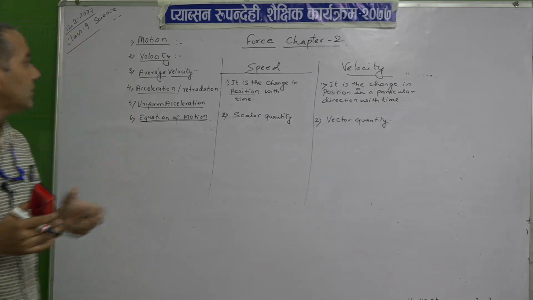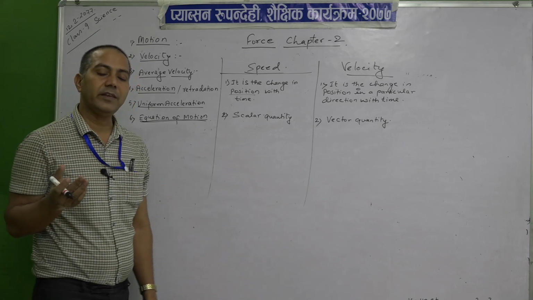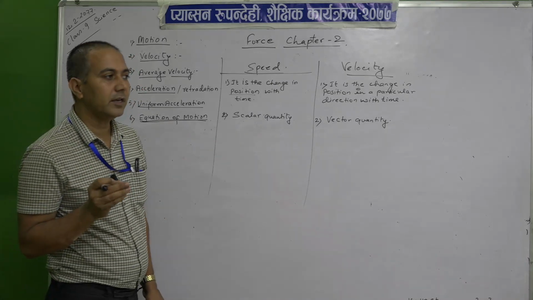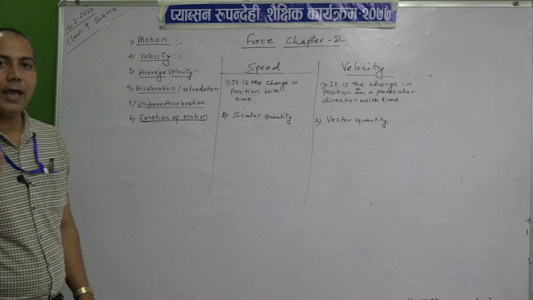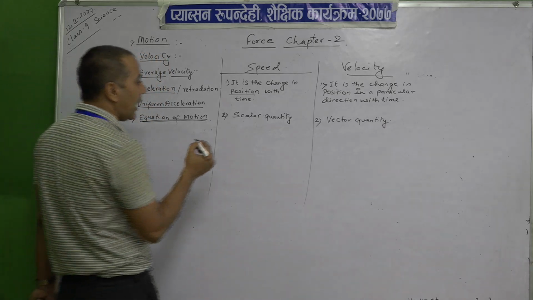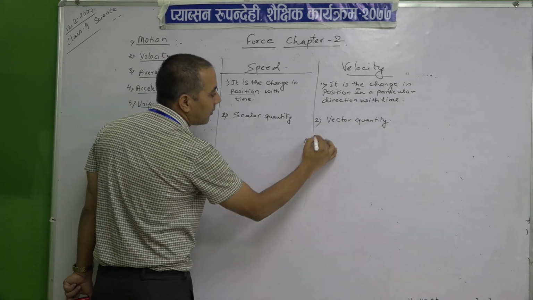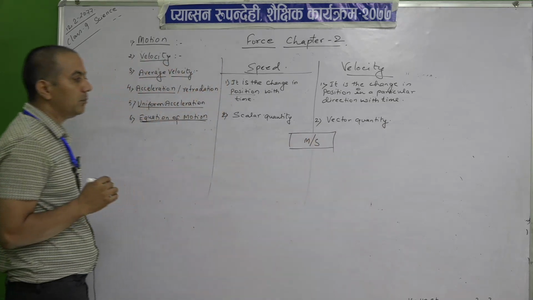So speed is the change in position with time. Velocity is the change in position in a particular direction in time. One is a scalar quantity and the other is a vector quantity, and both units are meter per second. Don't be confused, it is meter per second for both.